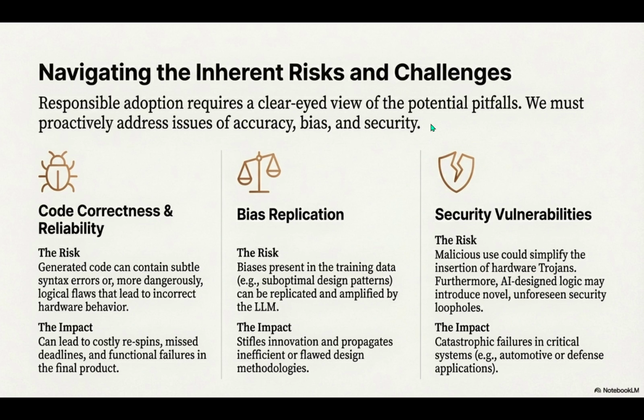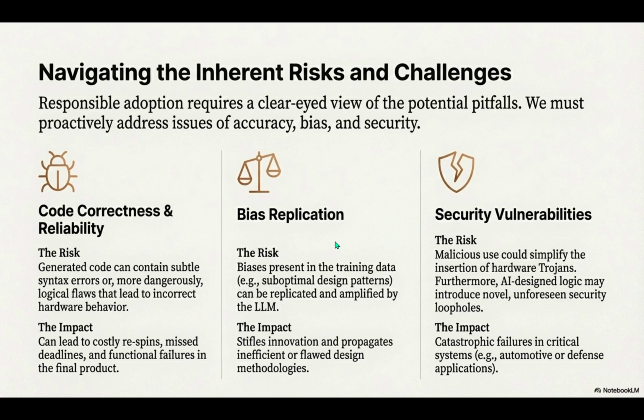Well, the first two are about reliability. Code correctness means a logical flaw could lead to a catastrophic failure in the final product. And then there's bias replication. If the training data is full of flawed designs, the LLM will just amplify those flaws, stifling innovation and locking the industry into subpar methods. But the most concerning risk, especially for critical infrastructure, is security. Tell us more about this threat of hardware trojans.